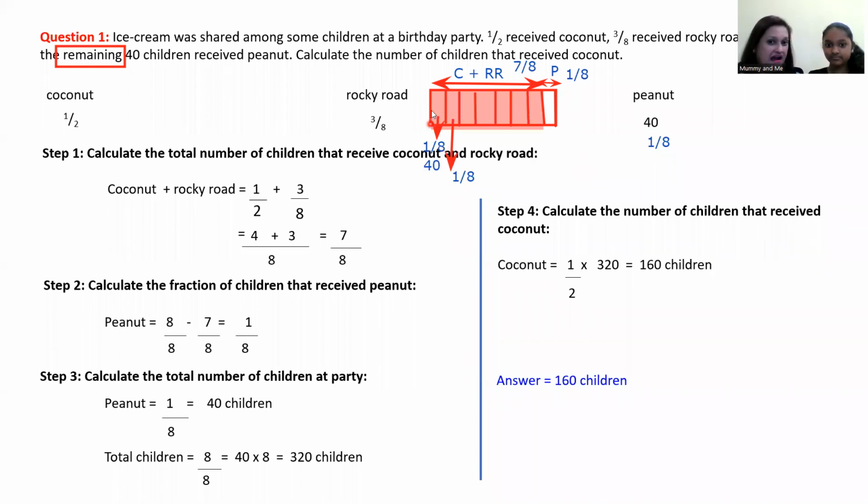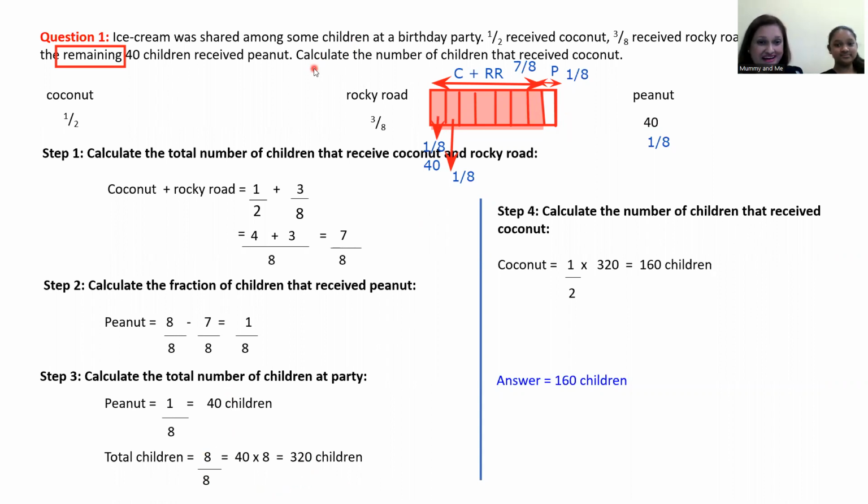So if I have 8 parts, 8 parts would be 8 multiplied by 40, which is 320 children that attended this party in total. The total children would be 8 eighths, which is our one whole, because this is split into 8 equal parts. 1 part equals 40, so 8 parts would be 40 multiplied by 8 equals 320.